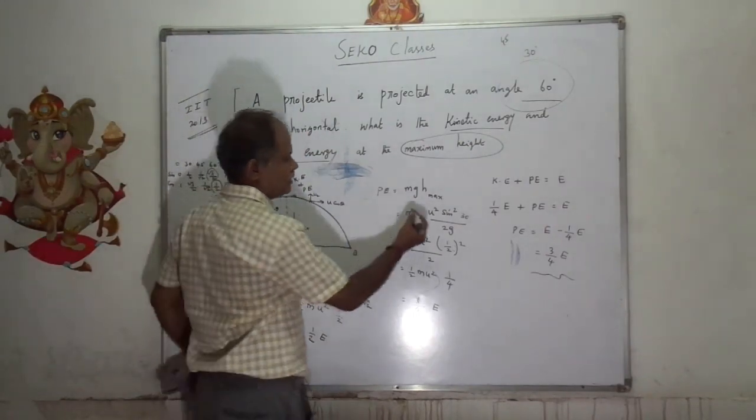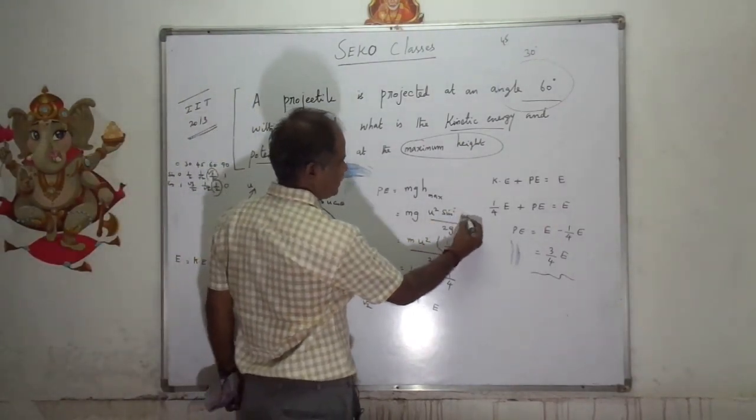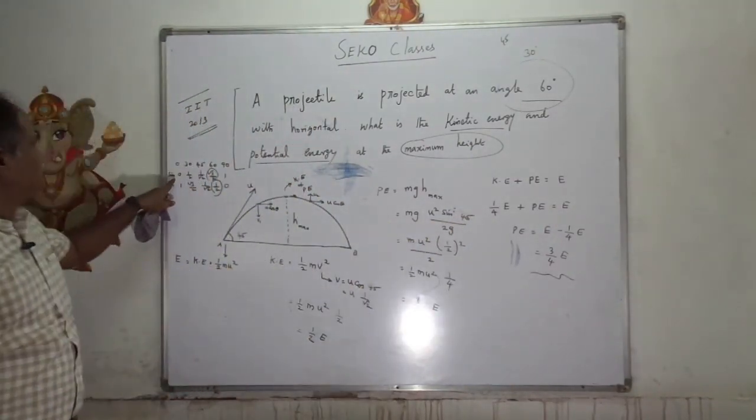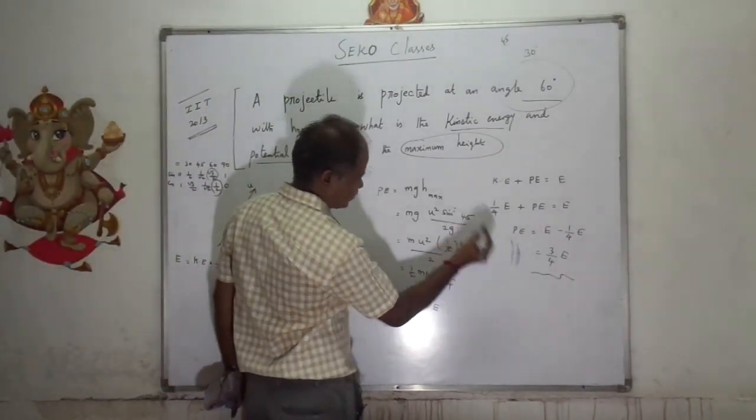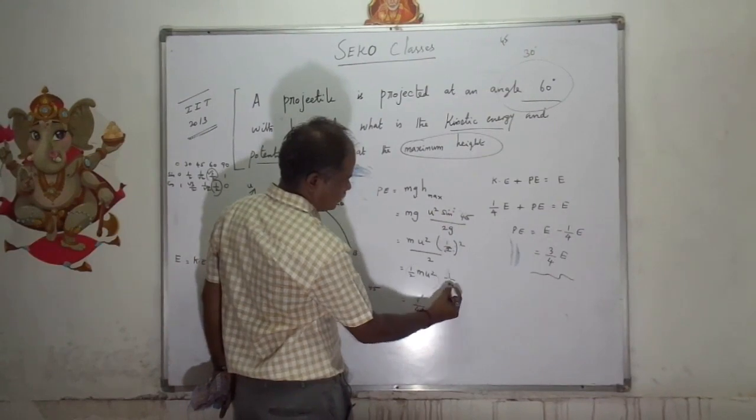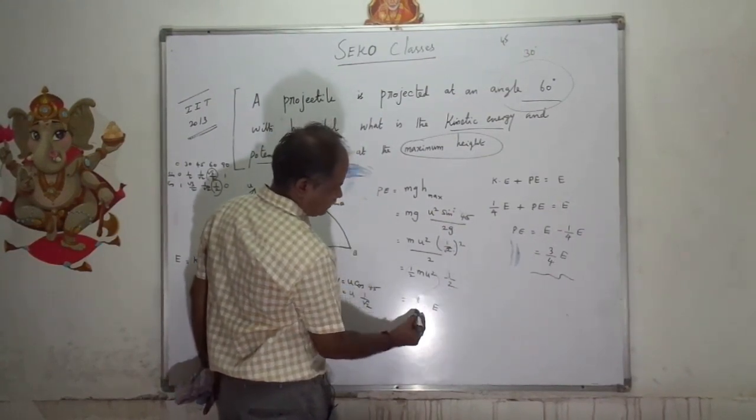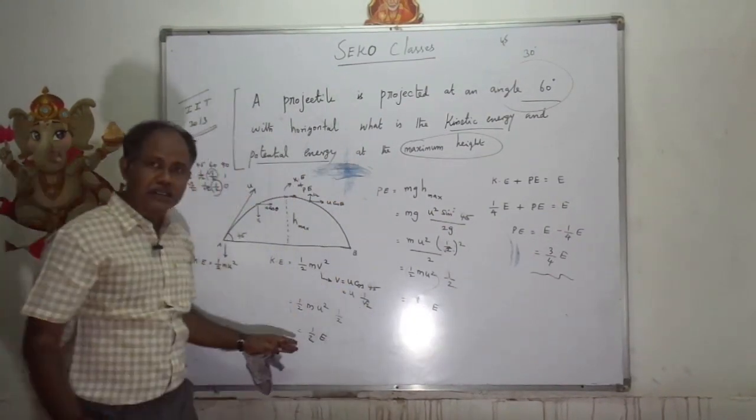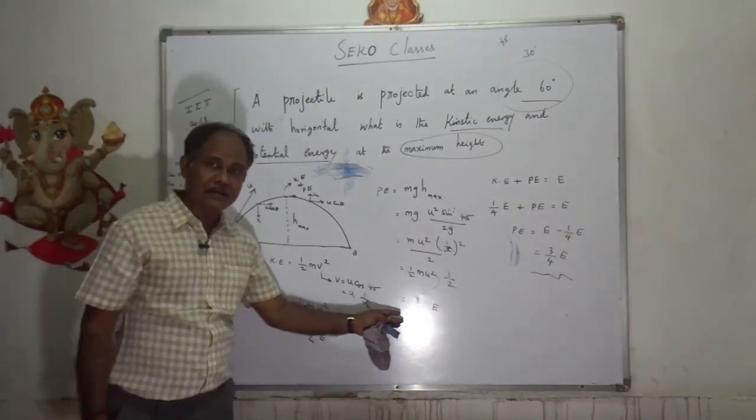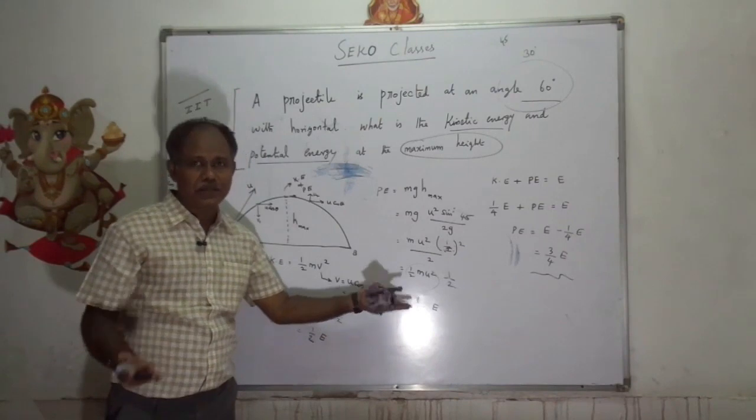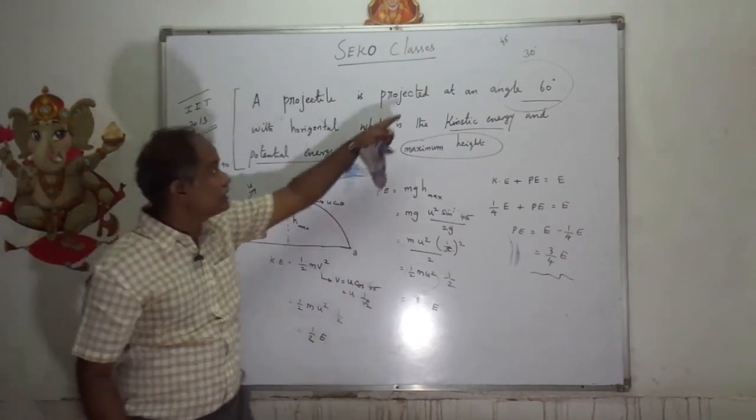Then what is the potential energy? This is 45. Sine 45 is 1 by root 2, again 1 by root 2 square. Then what's the value? That is 1 by 2 E. Half of the total energy is kinetic energy, and half of the total energy is potential energy, when the angle is 45 degree.